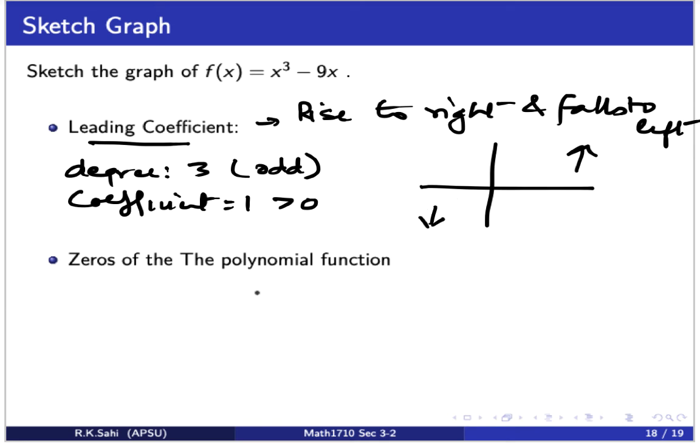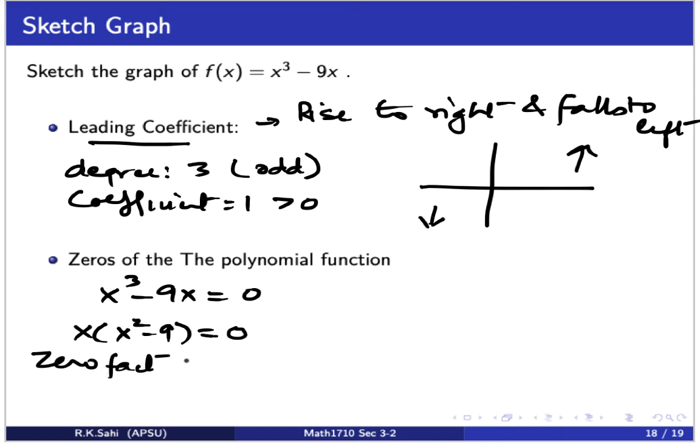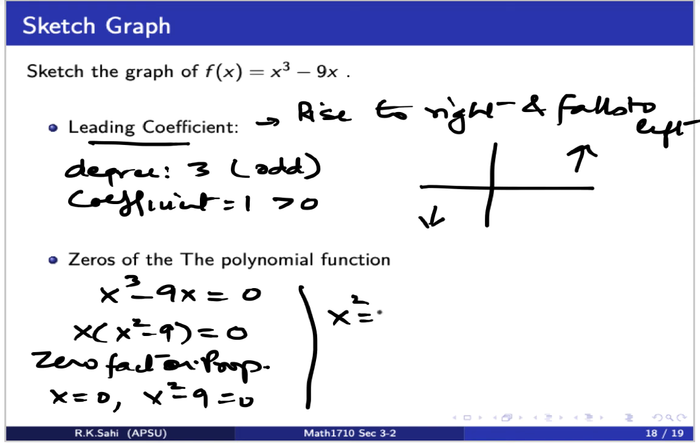Now, what are the zeros of the polynomial function? Because that will tell us where the graph is going to cross the x-axis. So let's do that. We have x cubed minus 9x equal to 0. x is common. We have x times x squared minus 9 equal to 0. Remember the zero factor property we're going to apply. That means x is 0 or x squared minus 9 is 0. What does that mean? x squared is 9, x is plus or minus 3.